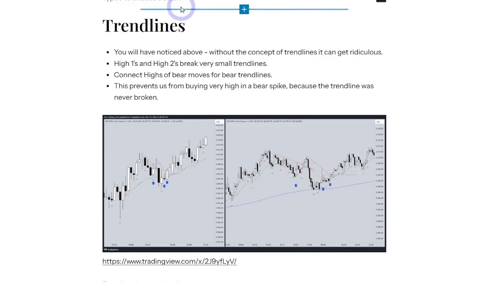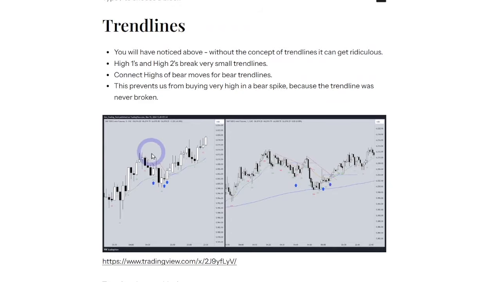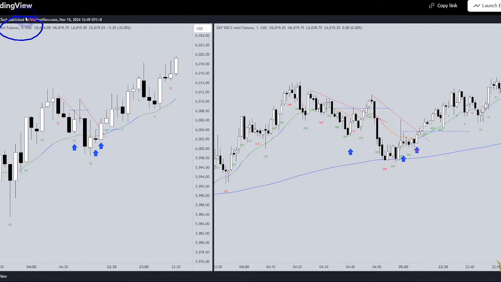So what we're going to do is bring a little bit of market structure back by looking at trend lines. In my blog post here, I'm saying it can get ridiculous without trend lines. High ones and high twos break very small trend lines. And by looking at that, that's going to prevent us constantly buying in a bear channel or high in a bear spike.